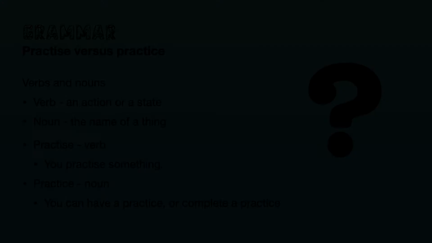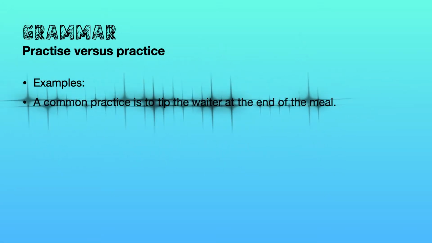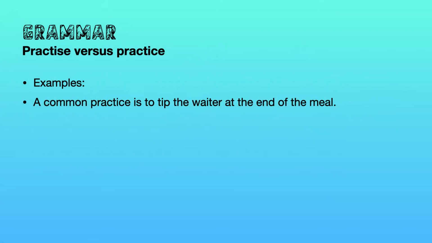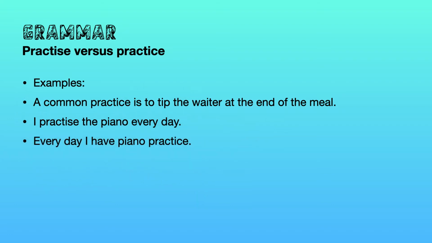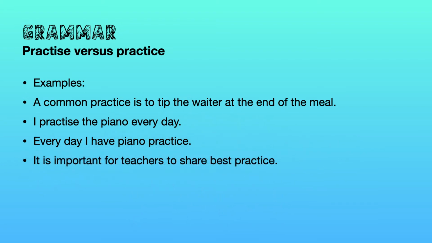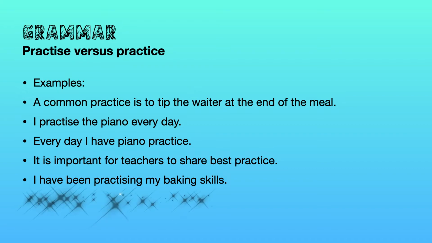Let's look at some examples. A common practice, you're using a practice, is to tip the waiter at the end of a meal. I practice the piano every day. Every day I have piano practice. So that's suddenly a thing, so you would use a C. It is important for teachers to share best practice. So again, it's a thing that they are sharing. I have been practicing my baking skills, so they're doing that. Where is the local medical practice? Again, it's a thing again, so it's a C.